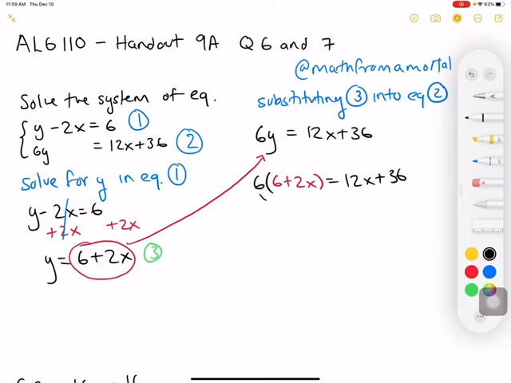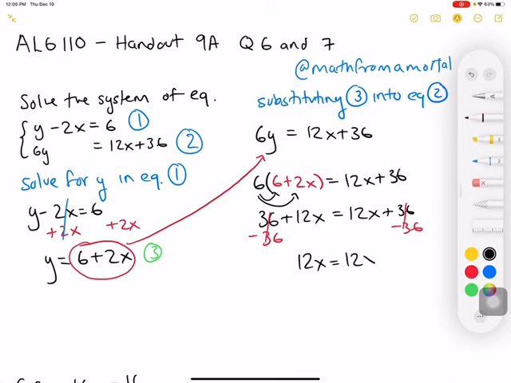So distributive property, that's 36. 6 times 2x is going to be 12x, equals 12x plus 36. Now at this point, can you see that the left side is going to be equal to the right side? That's 12x plus 36, that's 12x plus 36, right? And I mean, you can keep solving. I'm just going to subtract 36 from both sides, right? And that's going to cancel out the 36, left with 12x equals 12x. And no matter what you do, you're always going to have the left side equals the right side.